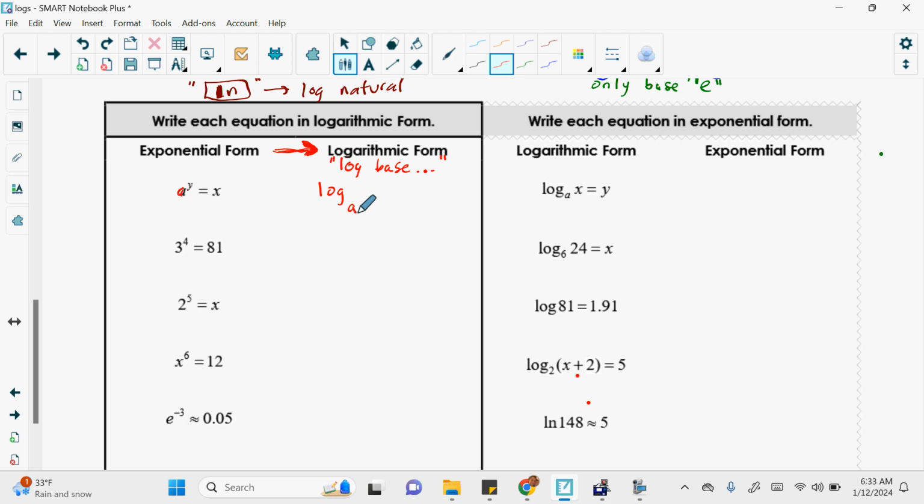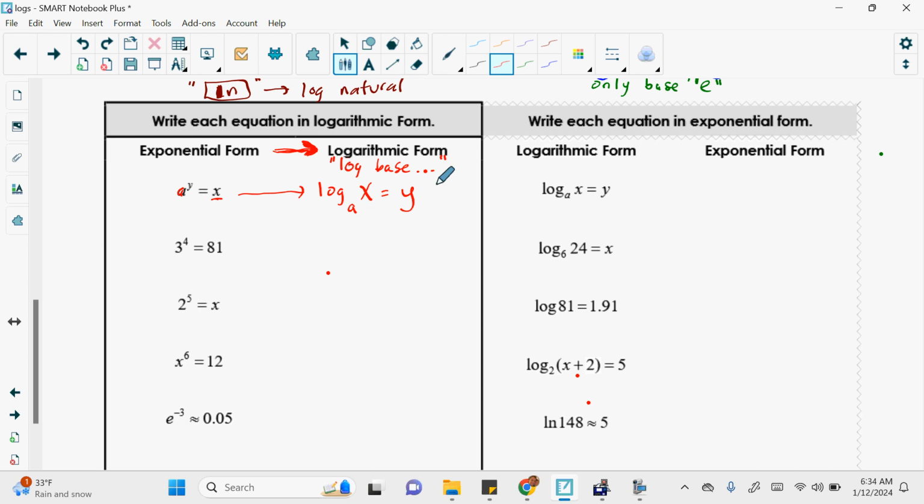So we're going to do it again. Ready? I'm going to convert 3 to the 4th power equals 81 into a log. So I'm going to say log base, well, what's the base of this exponent? It's log base 3 of 81. That's what my exponent equals, 4.